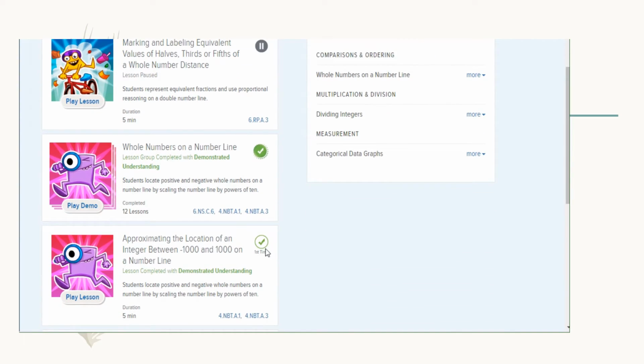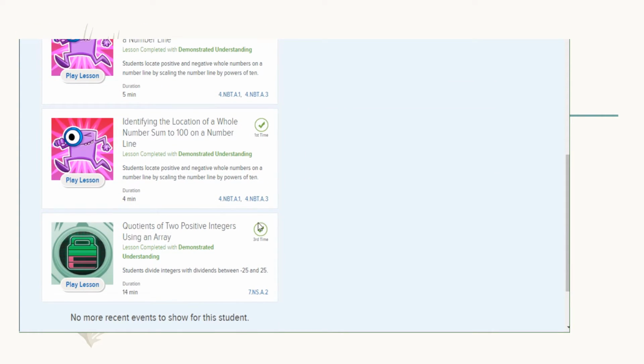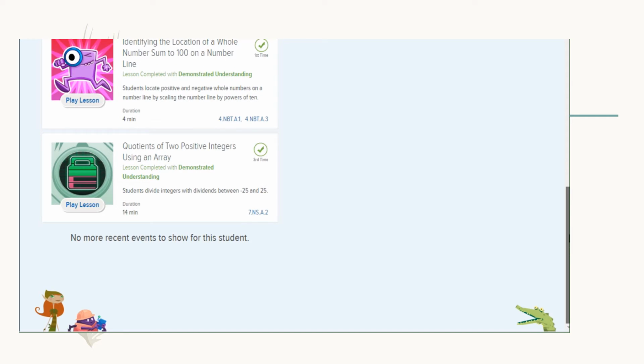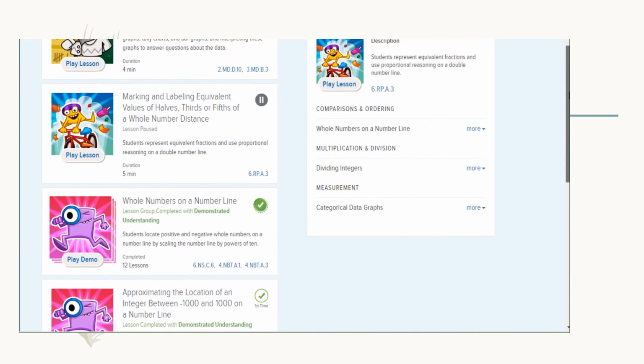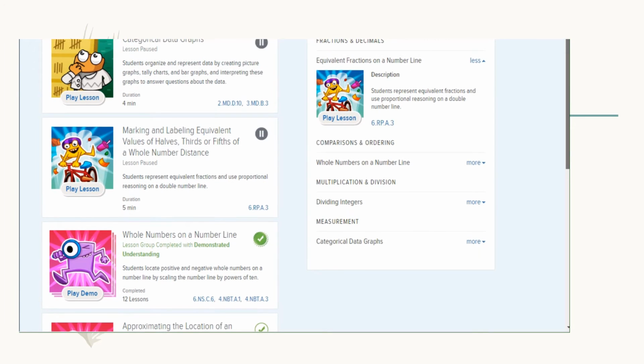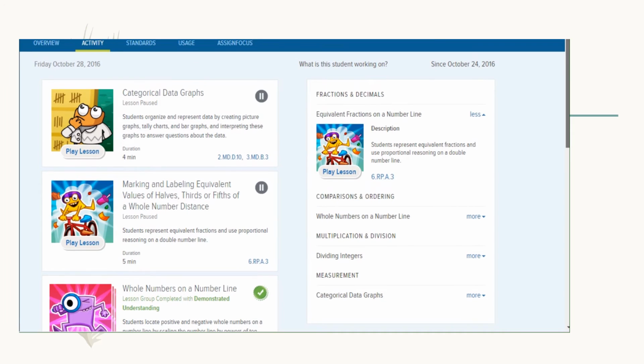This one, he completed the lesson and made progress towards or demonstrated understanding the first time. And for this one, it took him till the 3rd time to demonstrate understanding in that particular area. So this is why it's a good way to see where students are in their learning and be able to address students and differentiate your instruction.